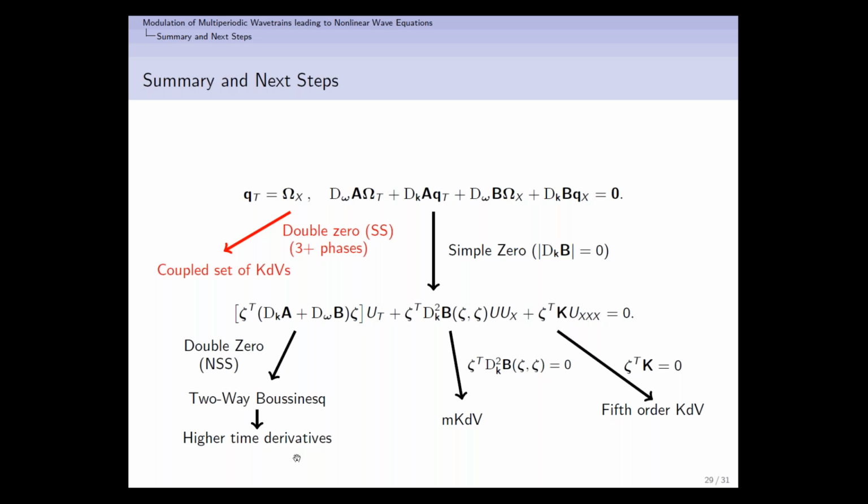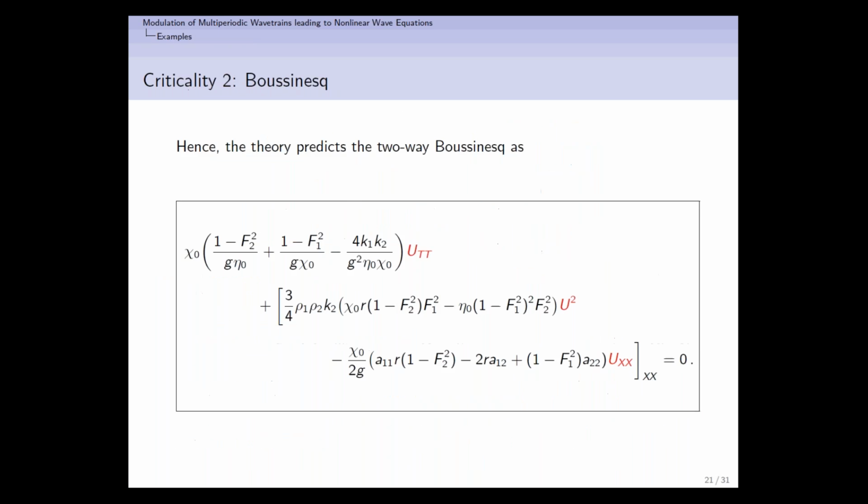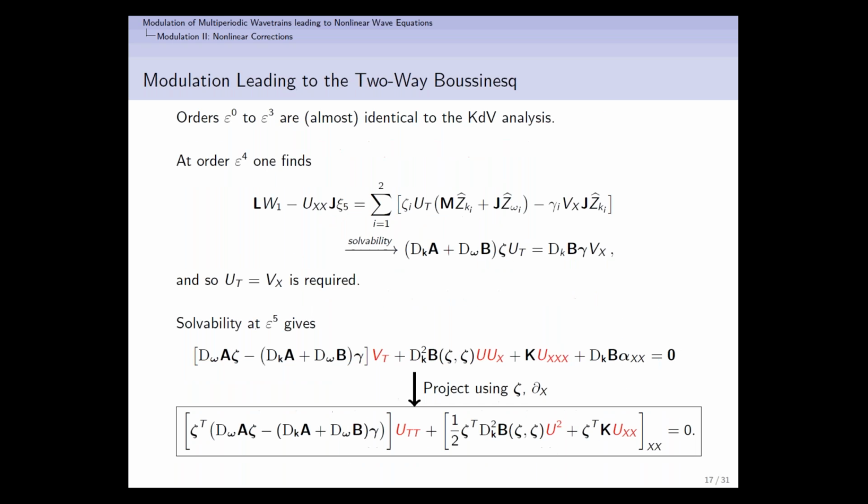The other case I would just want to flag up as well: we've been considering the simple zero of DKV, but what happens if it has more than one eigenvector, and so double zeros? In that case, you'd end up with multiple projections. If I go back quite a few slides, here we were just projecting with one eigenvector. But if you end up with more than one eigenvector, you project more than one. So you end up with a set of, for example, Boussinesq equations or a set of KDV equations.